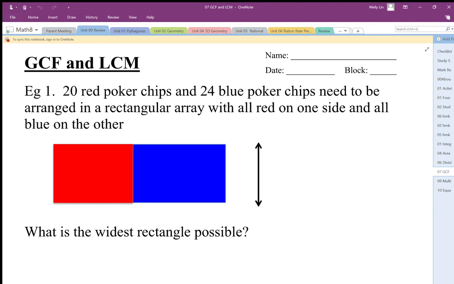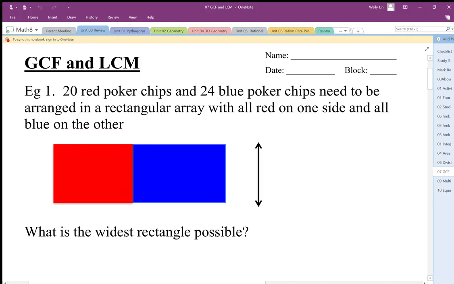So let's take a look at this first question. 20 red poker chips and 24 blue poker chips need to be arranged in a rectangular array. So we're going to put our 20 in rows and columns here. We're going to put 24 in rows and columns here. And they need to be done so that the number of rows here matches the number of rows here. And we want to have the widest, so we want to maximize this length.